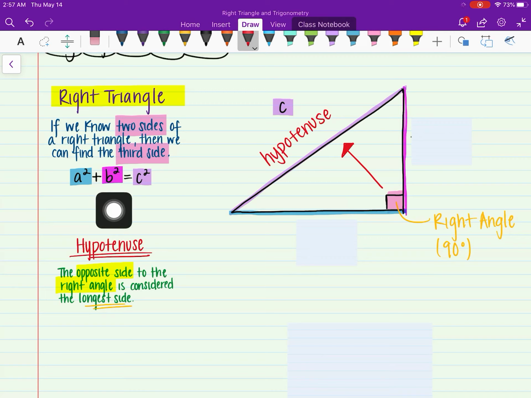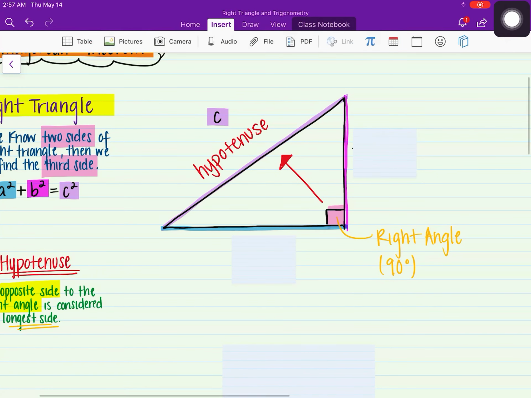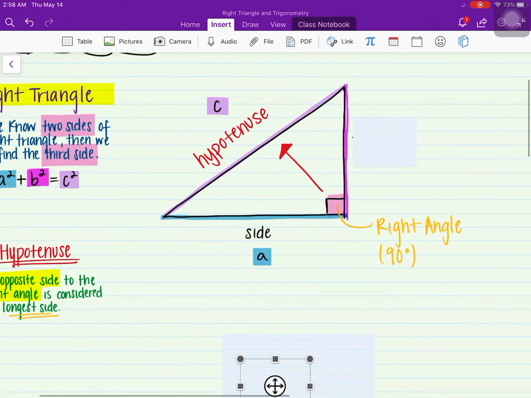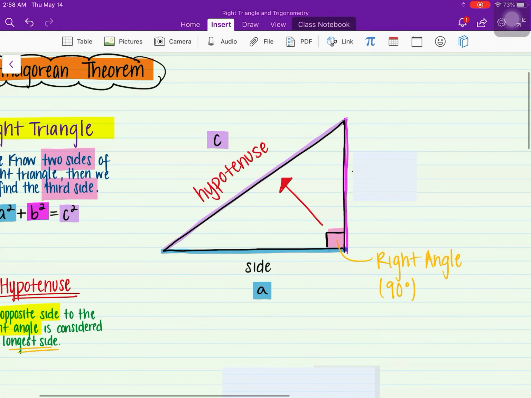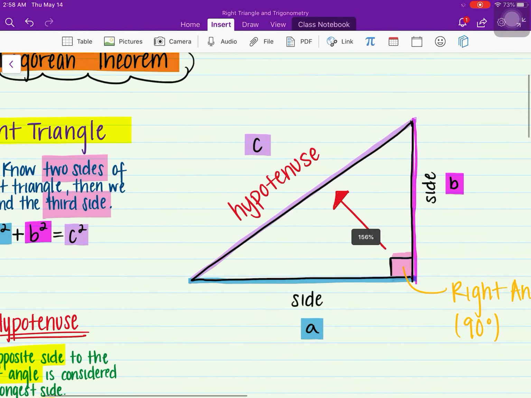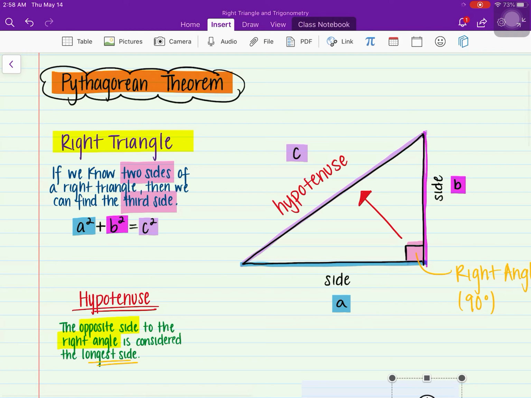Now, A and B in this case are the other two sides. For these ones, it really doesn't matter which one's A, which one's B. It could be either or. As long as you know that your C is the longest side or the side opposite to the right angle, then the other ones really don't matter which one's which. So for this one, I did have this one as my A, and I went ahead and I labeled that as my side. And then I have B, which would be considered my other side. So then in a right triangle, once again, the side opposite to the 90-degree angle is our hypotenuse. The other two sides would be considered A and B.